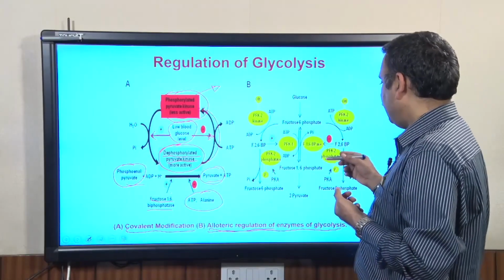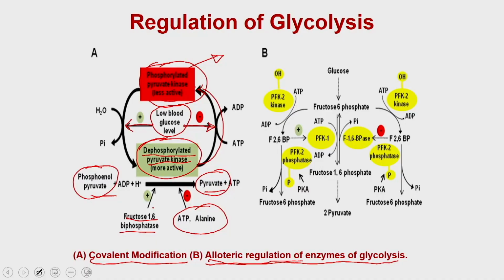You can imagine fructose 6 phosphate getting converted into fructose 1,6 bisphosphate, and this reaction is catalyzed by phosphofructokinase. Phosphofructokinase has an allosteric binding site for fructose 2,6 bisphosphate, which is neither a substrate nor the product of this reaction, and because of that it modulates its activity.